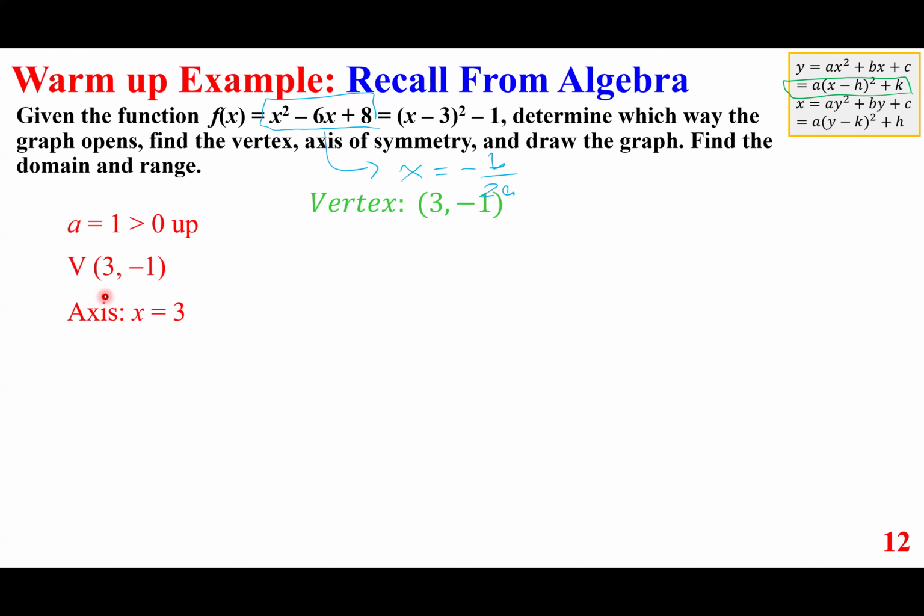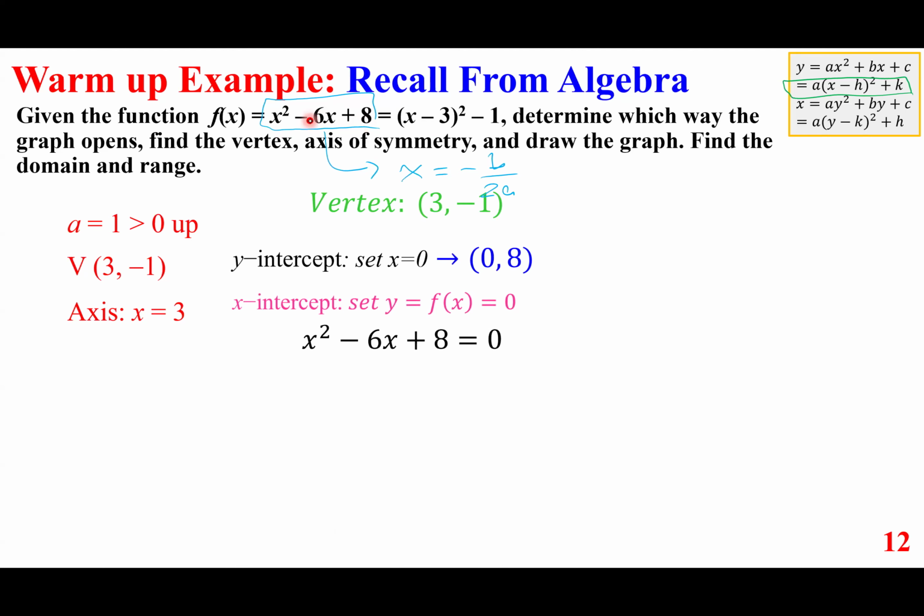Now, to find the y-intercept, we set x equal to 0, and actually from here you can see the answer is 8, so 0, 8. To find the x-intercept, we set the y or f of x equal to 0. That means it's easier to set this one equal to 0, and that's an easy factoring. You want two numbers whose product is 8 and sum is negative 6, so minus 2 and minus 4. So the answers are positive 2, positive 4, which means 2, 0 and 4, 0. Get to the habit of writing them in pairs.